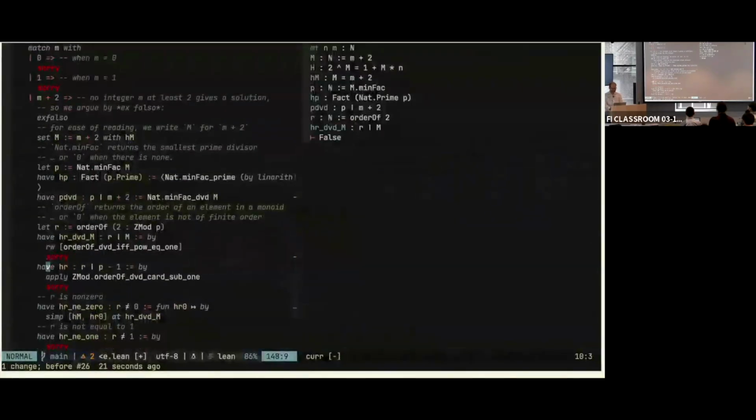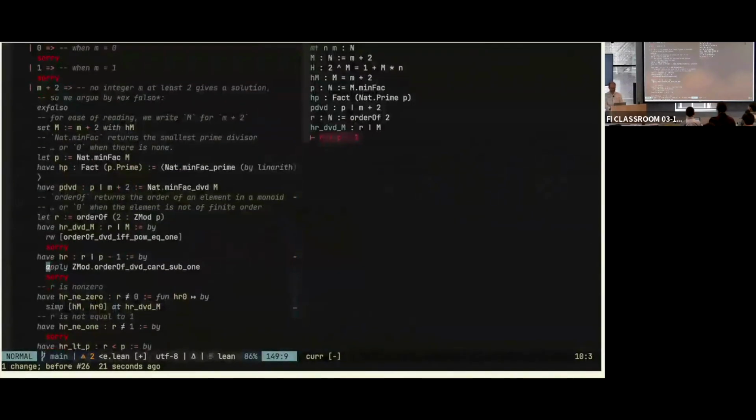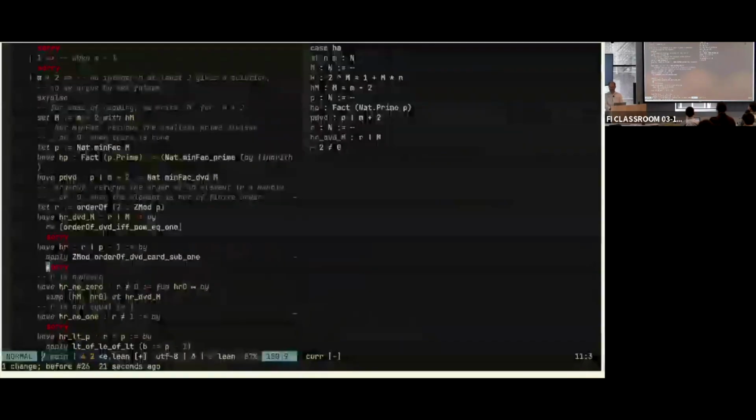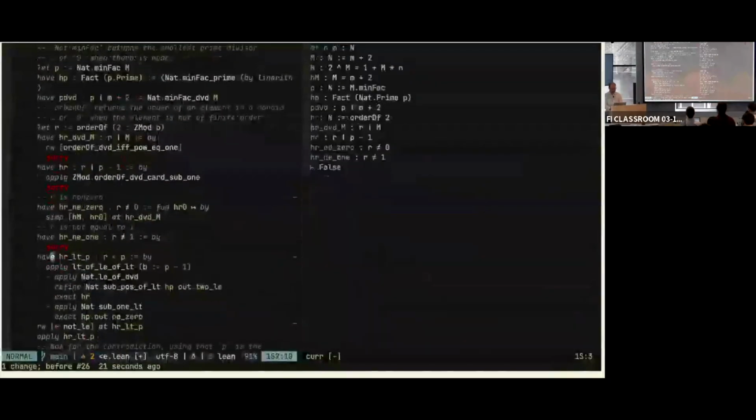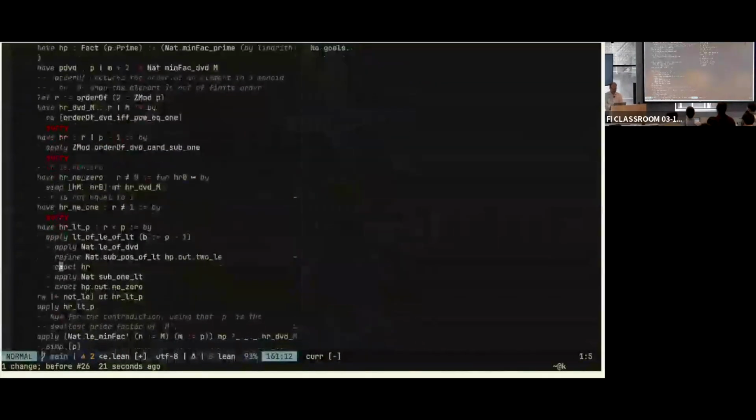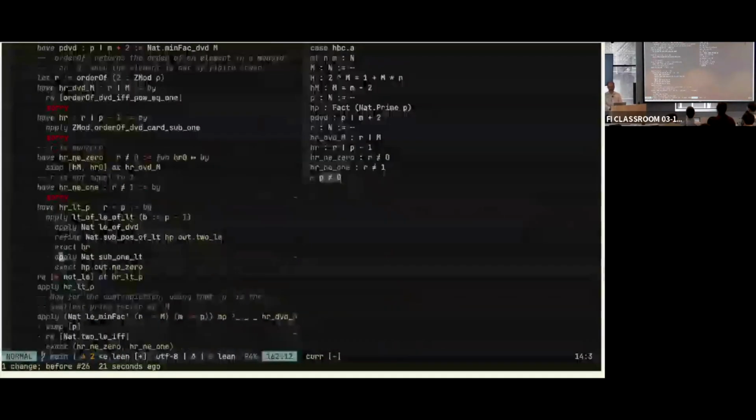And then I need to prove that r divides p minus 1. So there is a general function that says, okay, assume that, and here I have to prove 2 different from 0, but it's the 2 of z mod p and not the 2 of z. Okay, so r is non-zero, r is not 1, r is strictly smaller than p. It's a messy proof. Maybe Heather would do better than me, but it's only what I could do.